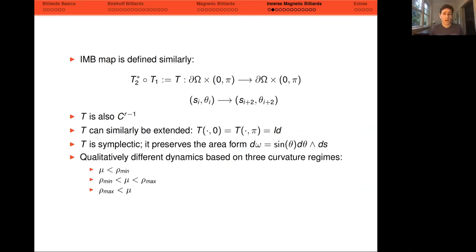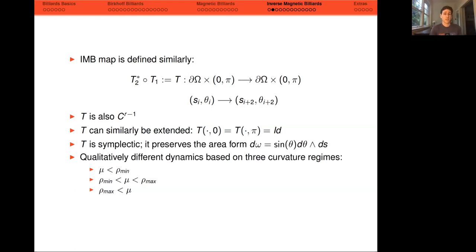So just like before, from the previous picture, we can define this inverse magnetic billiard map, we'll call it T, as being the composition of the billiard map and the magnetic billiard map, but I'm putting a little star here on T2 to indicate that this is magnetic billiards on the outside of our set rather than on the inside. And in fact, there is a one-to-one correspondence with interior magnetic billiards and exterior magnetic billiards. And so a lot of the techniques for magnetic billiards will carry over to this inverse magnetic billiard setting.